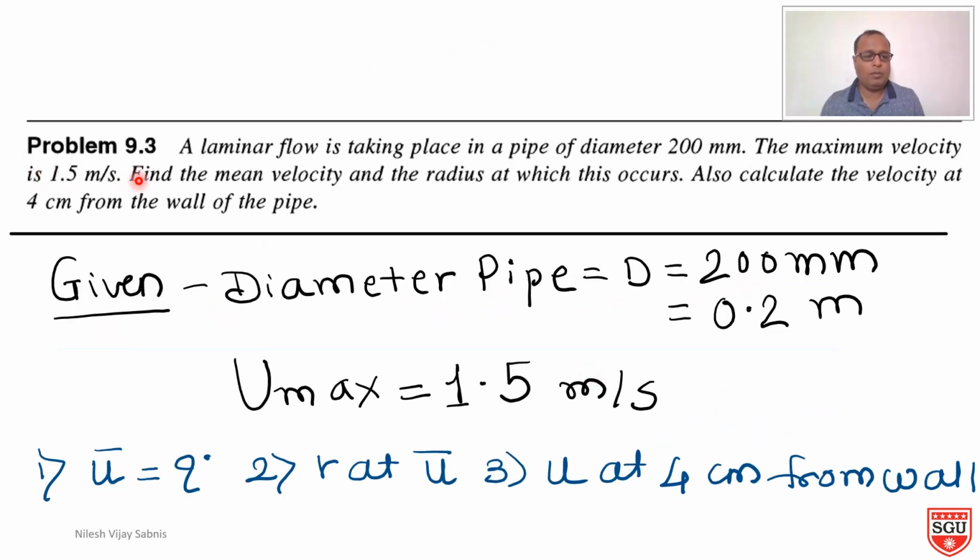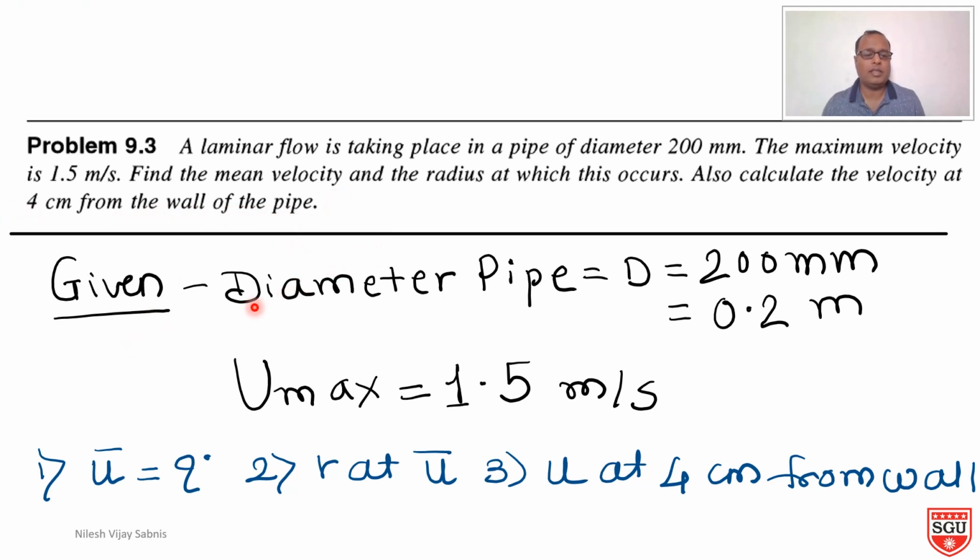I will read the problem. A laminar flow is taking place in a pipe of diameter 200 mm. Maximum velocity is 1.5 meter per second. Find the mean velocity and the radius at which this occurs. Also calculate the velocity at 4 cm from the wall of the pipe.